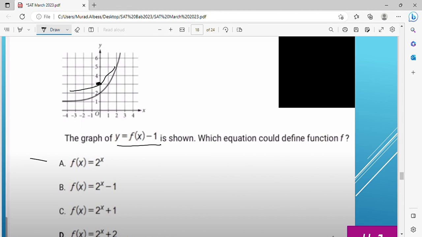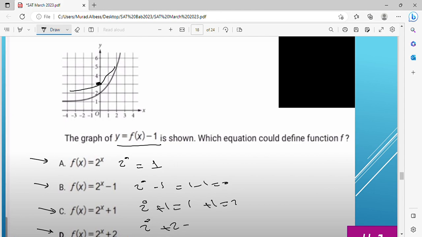So I will look for which function has a y-intercept of 3. Y-intercept means I will replace x by 0. So 2 to the power 0 is 1. 2 to the power 0 minus 1 is 1 minus 1 equals 0. 2 to the power 0 plus 1 is 1 plus 1 equals 2. 2 to the power 0 plus 2 is 1 plus 2 equals 3. So D is the answer.